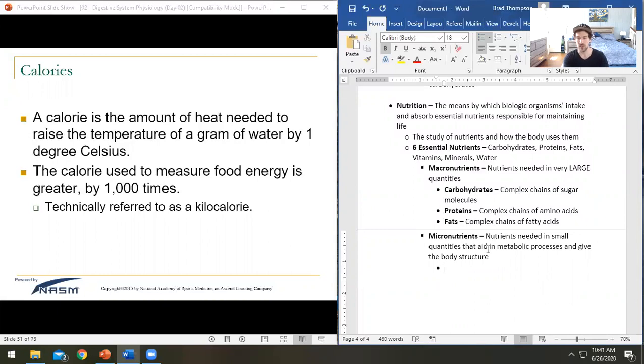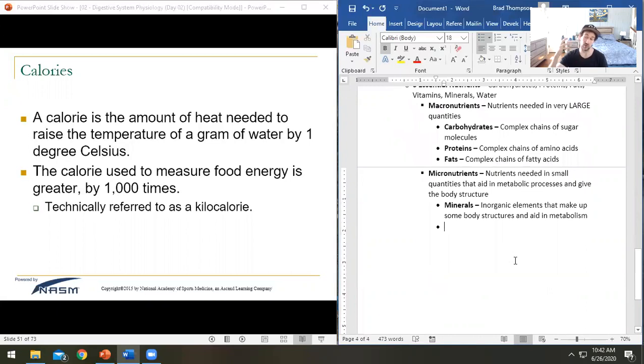So minerals are going to be inorganic elements that make up some body structures and aid in metabolism. So for instance, like sodium and potassium, right? They aid in creating electricity within your body. That's how you create action potentials. And that's how you can get something from your nervous system to your muscular system.